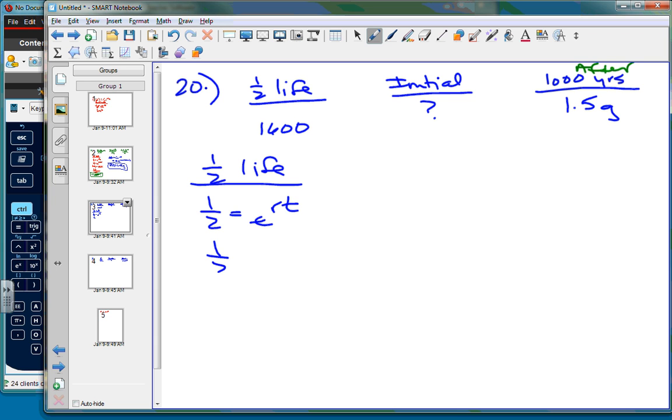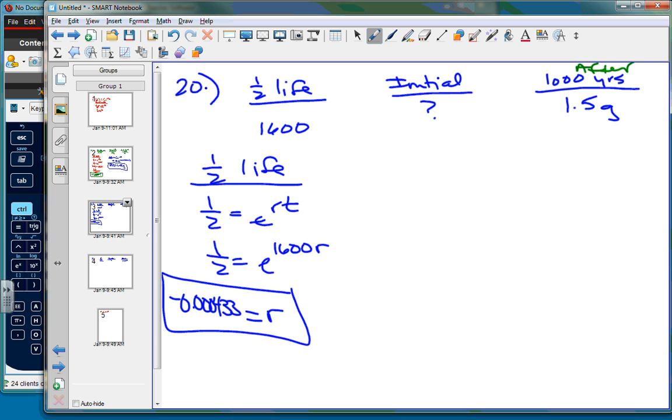Well, my half-life took 1,600 years, right? We already calculated this. It was exactly the same amount of time before in number 19. So my rate at which this is declining is still exactly the same as it was in number 19, so I'm not going to calculate it over again. However, this time, what changes?